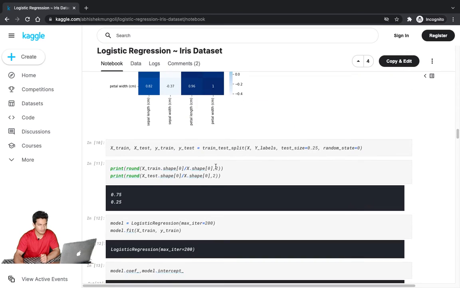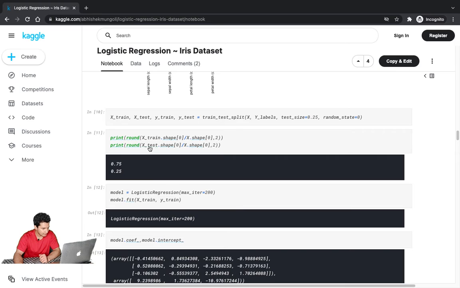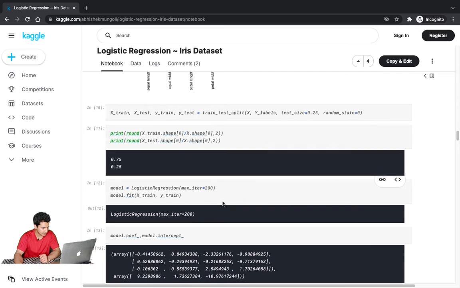Next, what we will do is we will try to split our dataset into train and test sets, so that we can train the model on the training set and try to predict on the test set to see how good the model is performing. We will do a 75-25 split, that is 75% we will use for the training set and 25% we will use for the test set.